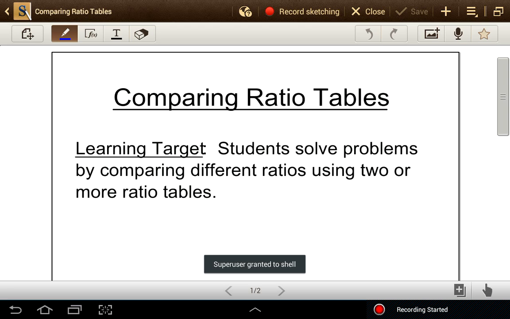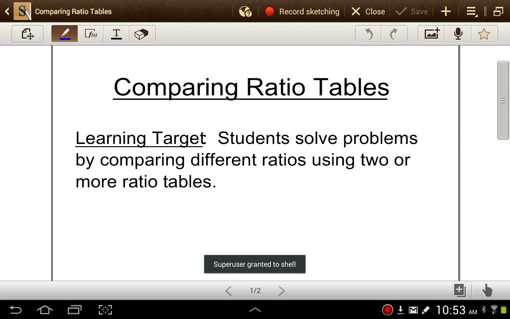Alright, here we go, guys. Comparing ratio tables. So that's our lesson for tonight. It's only 3 slides, so hopefully we can get through this fairly quickly.